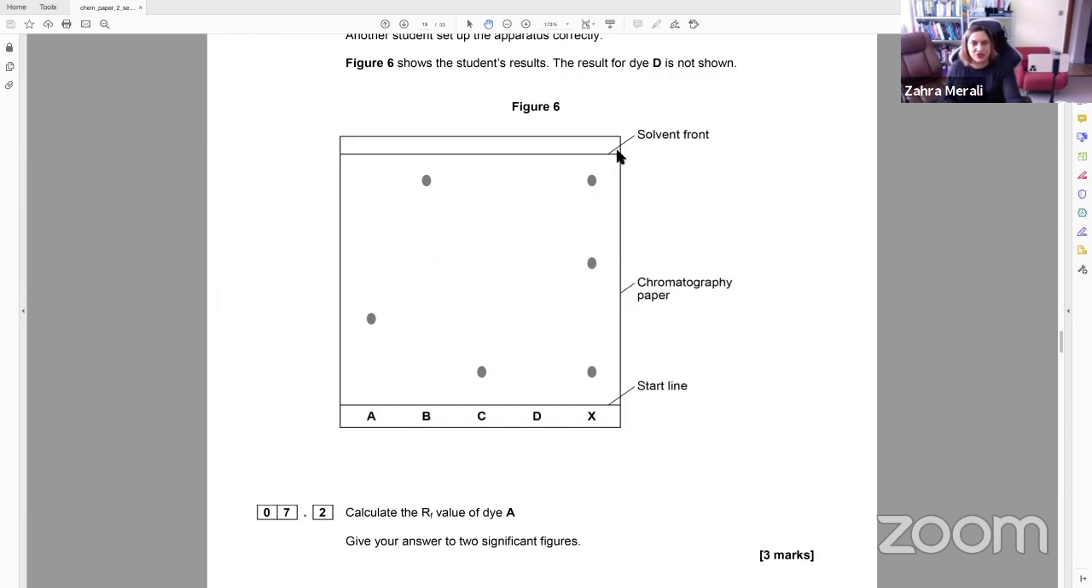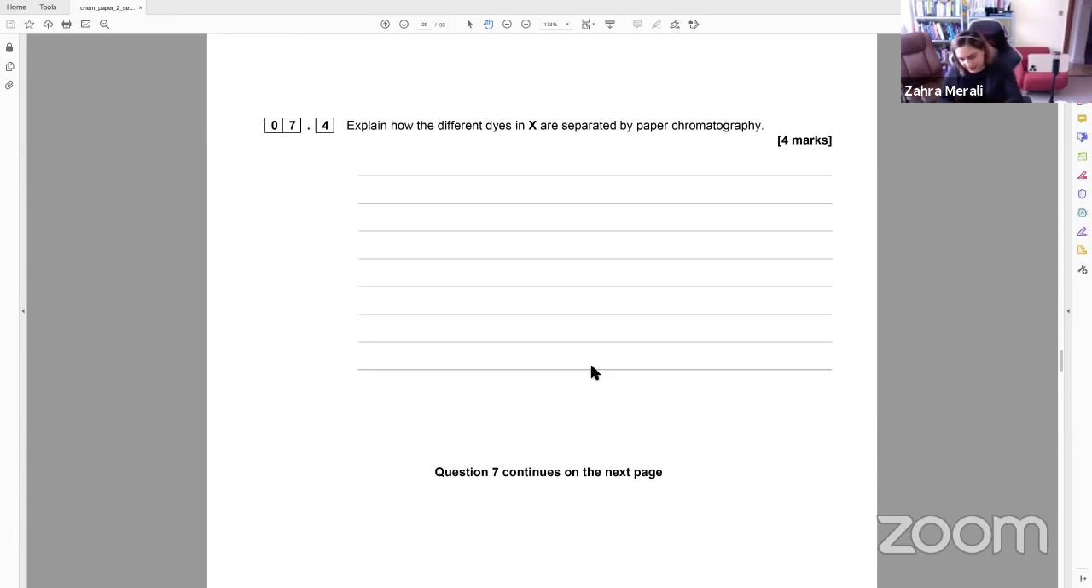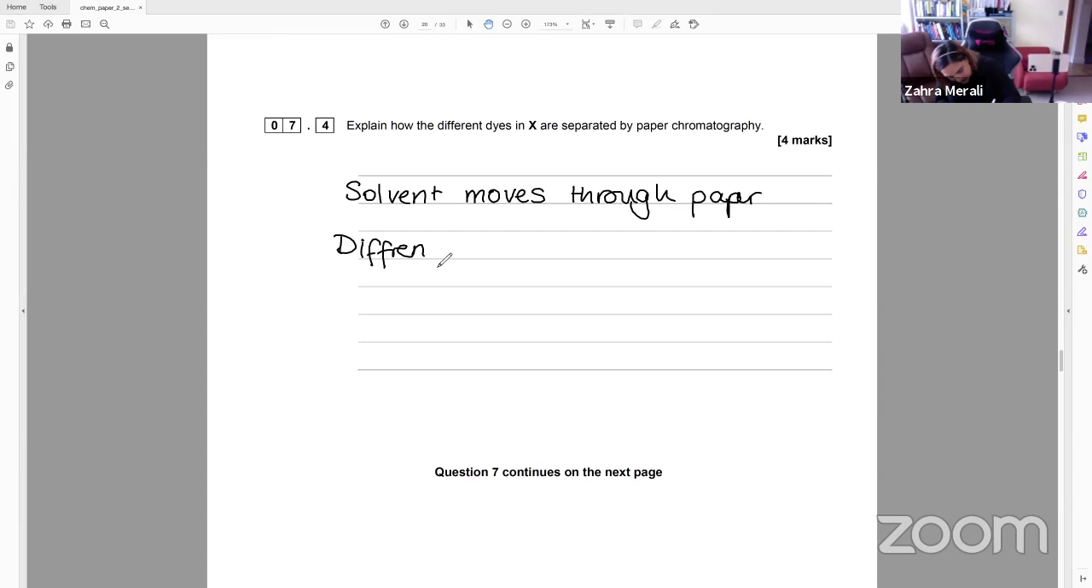You're saying, as this solvent moves through the paper, it's made up of these different dyes. Now, each of these different dyes has a different solubility, so how soluble it is, and then it attracts to the paper at different times, and so they are carried different distances, and that's your 4 marks or your 4 points. So let's write that down. We have the solvent moves through the paper, up the paper, anything like that. So through paper. The different colors or different dyes have different solubilities.